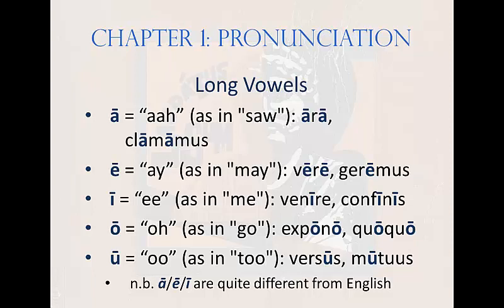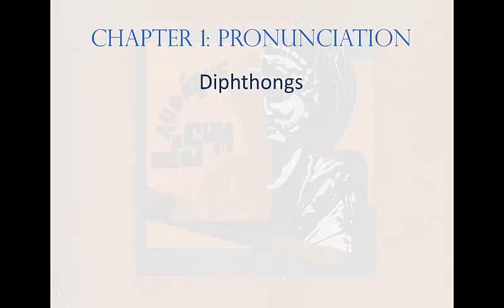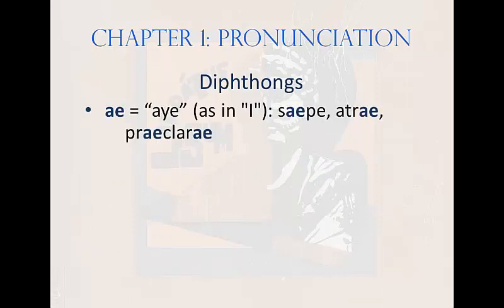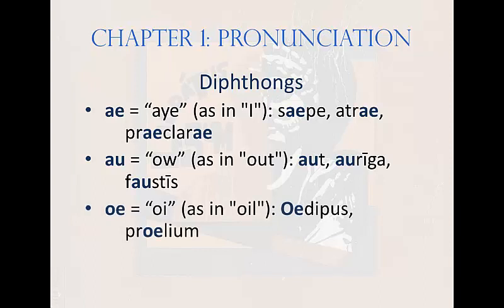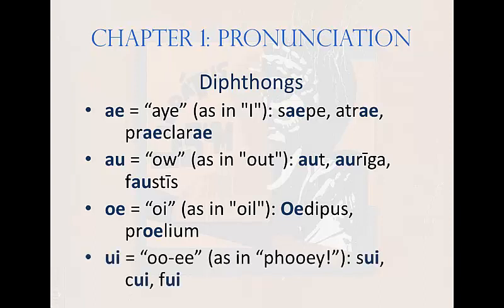Vowels can also be combined in pairs called diphthongs. Latin has 4 you should know. AE, pronounced I, as in saepe, atrae, praeclari. AU, pronounced au, as in out, or auriga, or faustis. OE, pronounced oi, as in Oedipus, or proelium. And UI, pronounced ui, as in sui, or cui, or fui. And yes, there's a Latin word fui too.